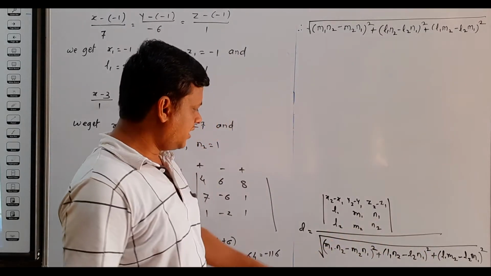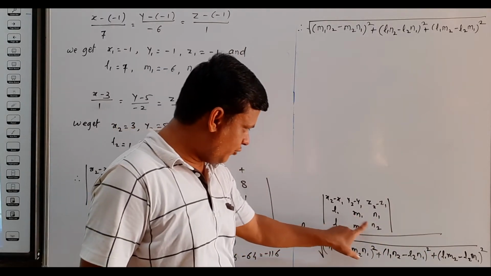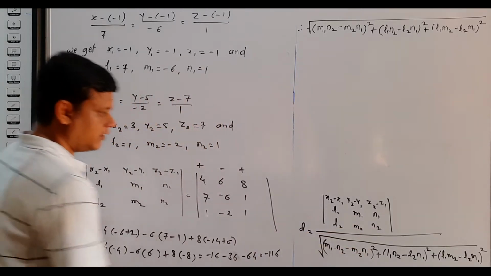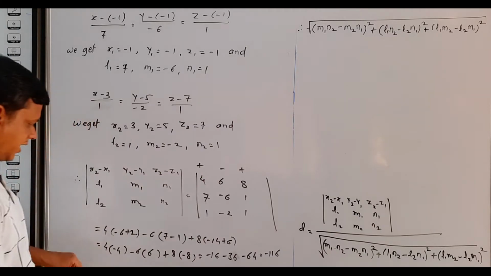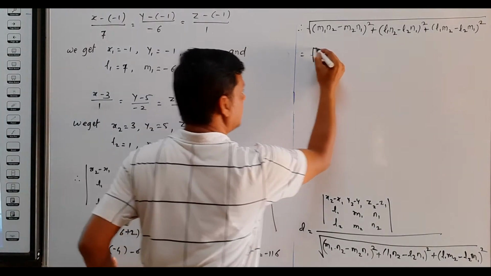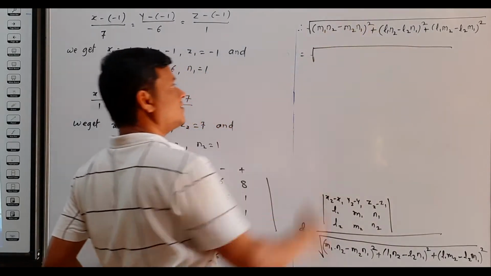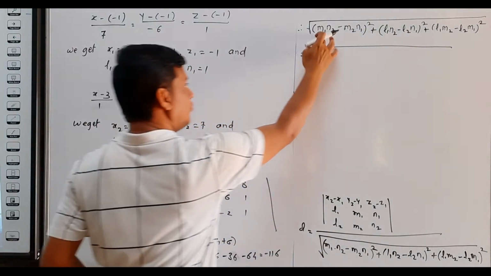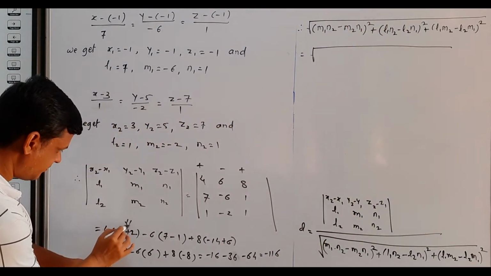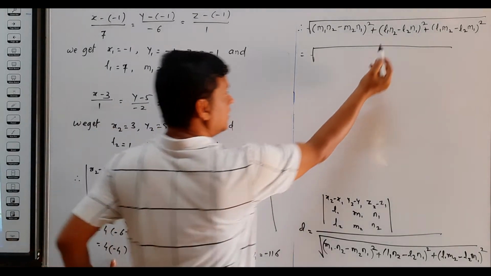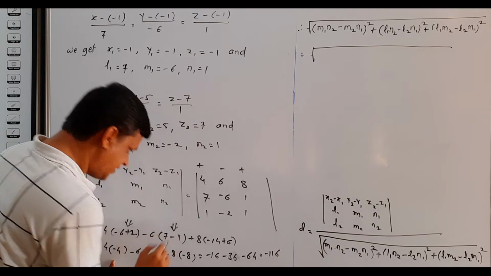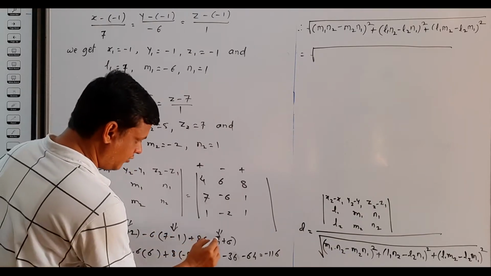So if you observe these terms, m1 n2 minus m2 n1, that means we have to take 8 square. So we take directly value minus 4, 8 square. So you can check yourself. This m1 n2 minus m2 n1 is nothing but this first value. Then this l1 m2 minus l2 m1, 8 square, is the second value, and the third value is this.